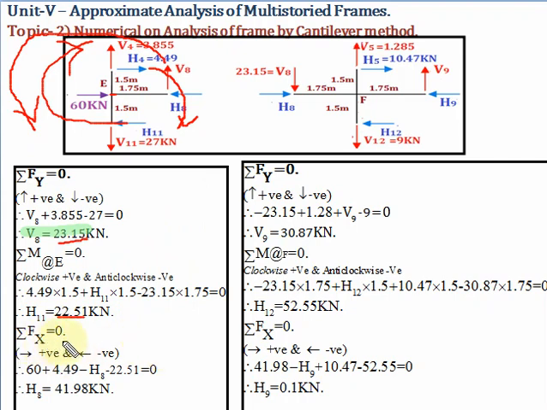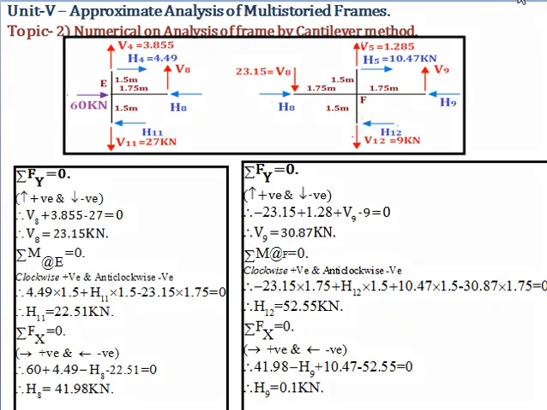Now take summation Fx equal to 0. Forces acting towards the right positive, towards left negative. 60 acting to the right, plus. Then 4.49 is acting to the right-hand side, plus. Then H8 is acting to the left-hand side, minus, and H11 is acting to the left-hand side, minus, that is 22.51. So here we'll get the value of H8 equal to 41.98. Now consider the next joint, that is F.